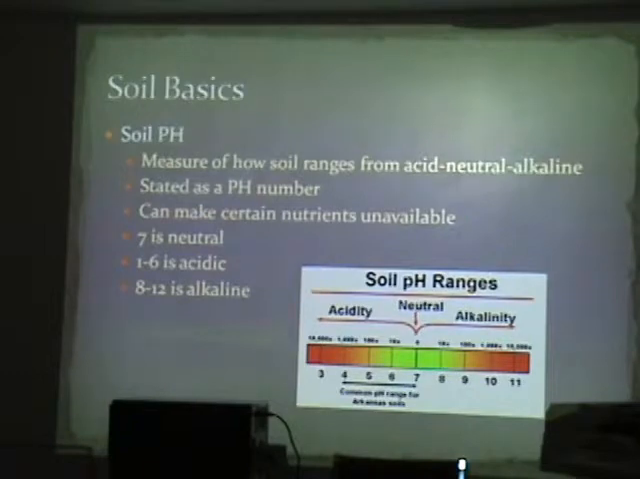99% of the soil here in Utah is alkaline. You find acidic soil more in the southern part of the United States. And then here it says it can make certain nutrients unavailable. What that means is with our alkaline soil here in Utah, it makes things like iron unavailable to plants, to certain plants.